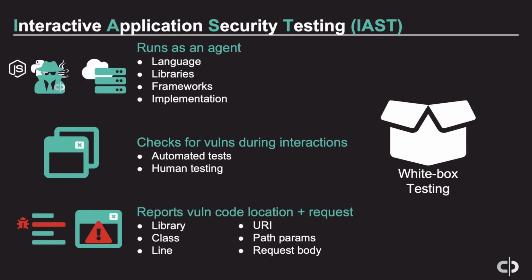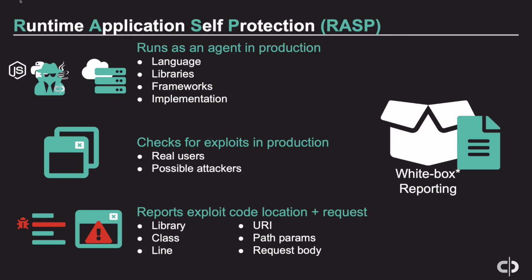Because the IAST agent has access to the code, it comes with all of the knowledge that you would expect SAST to have, including the language, libraries, frameworks, and the implementation of these. It's another form of white box testing. It checks for vulnerabilities during interactions with the application. This could be through automated tests. The reports IAST provides will include both the code location and the request sent to discover it, so it essentially gives a union of the results you could expect from running both SAST and DAST scans.